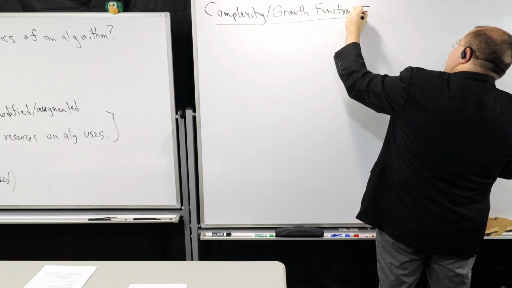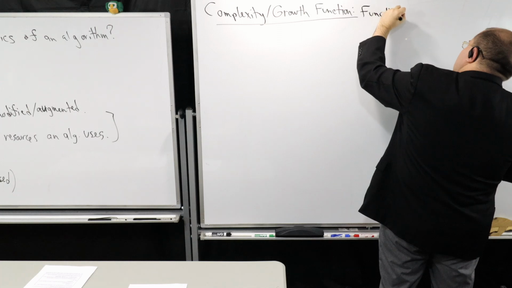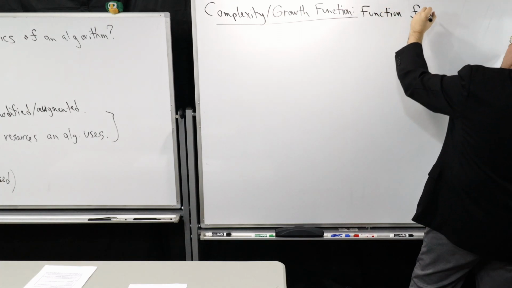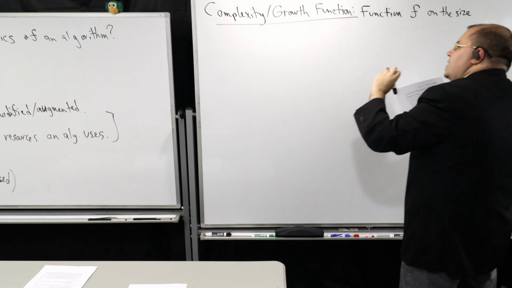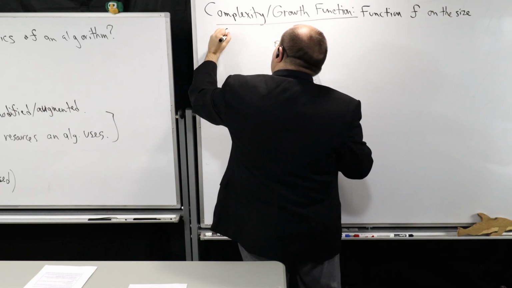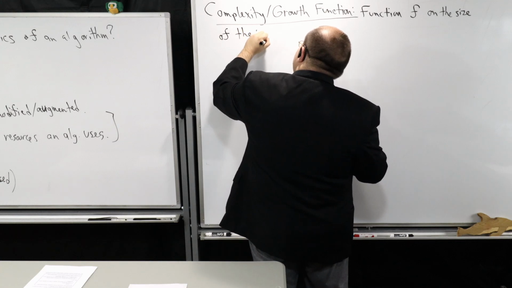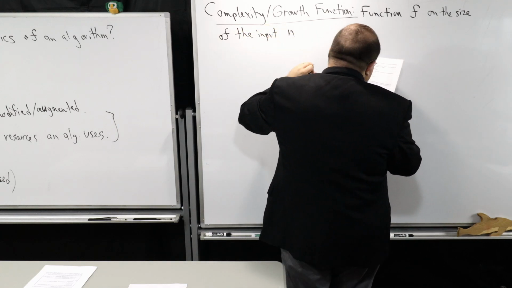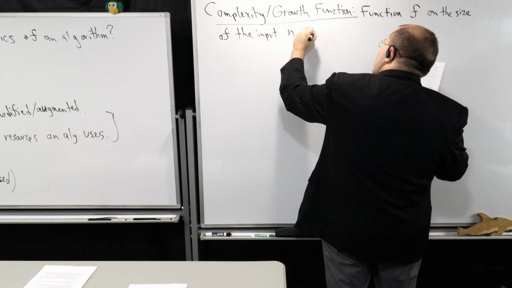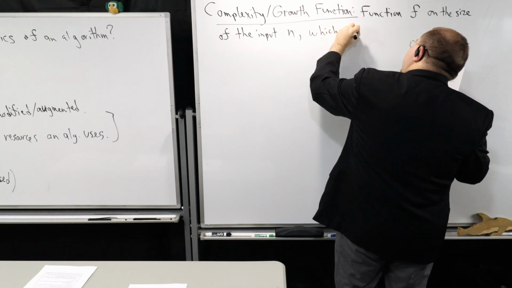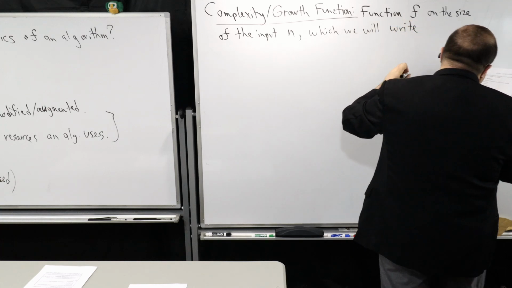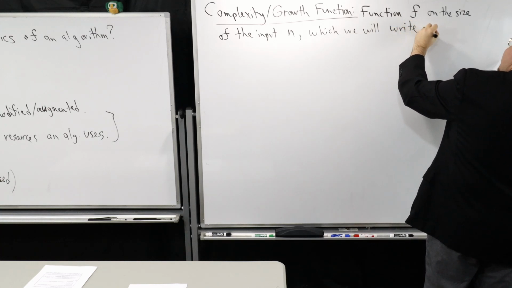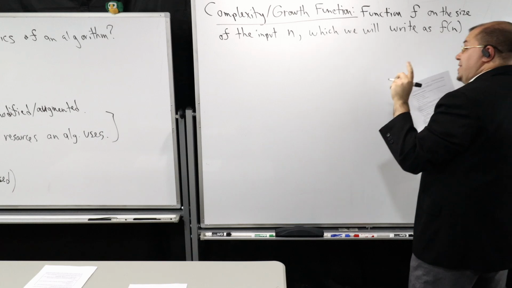So it's a function f on the size of the input n, which we will write as f of n as an abbreviation.